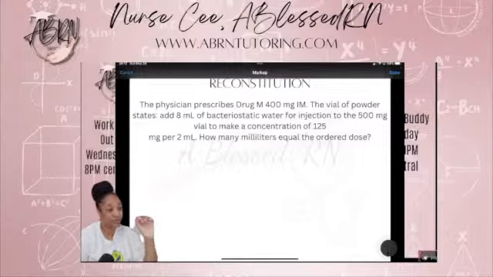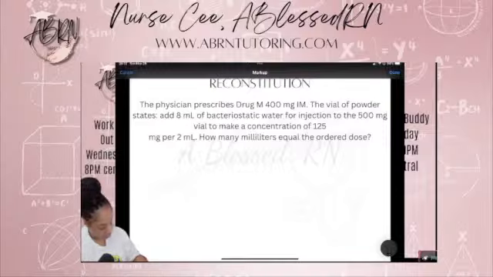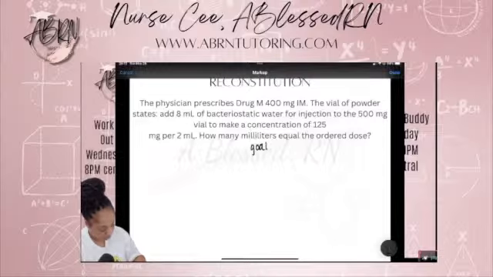The physician prescribes drug M 400 milligrams IM. The vial of powder states add 8 milliliters of bacteriostatic water for injection to the 500 milligram vial to make a concentration of 125 milligrams per 2 mLs. How many milliliters equals the ordered dose? Okay, so we need to find milliliters.